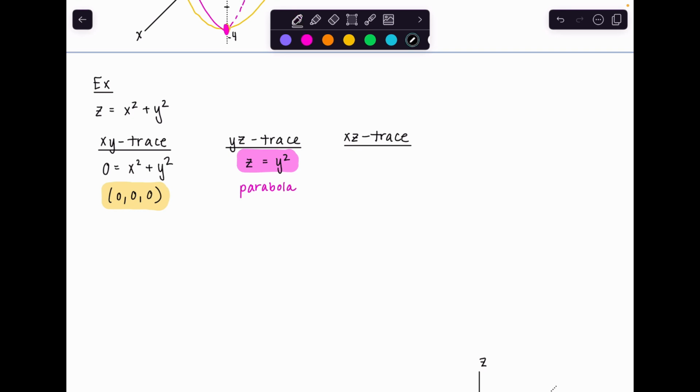Then if we move on to the xz trace, it's very similar. We just get z equals x squared. So in turn, we get another parabola to graph.